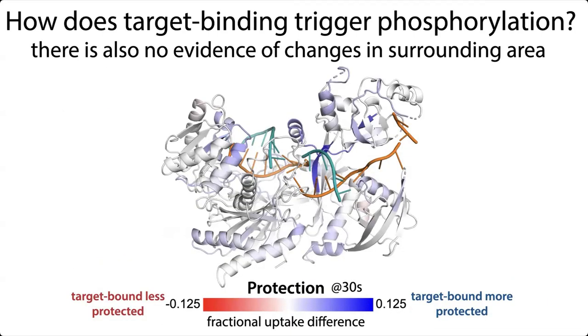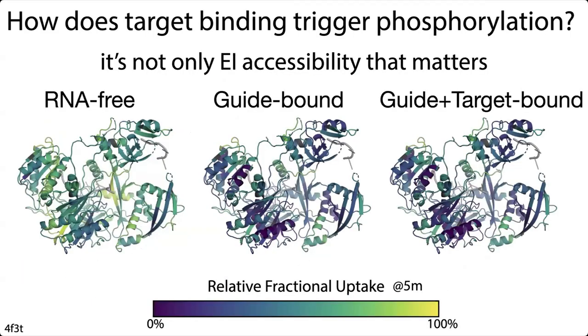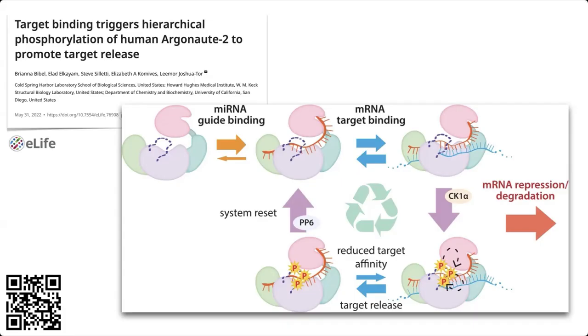But this is important information because it tells us that there might be other factors involved in making that eukaryotic insertion more favorable for phosphorylation. And so we suggest that there's potentially changes that are happening to make the RNA more accessible to interact with the kinase and things like this. And so more about that in the eLife paper if you're interested.